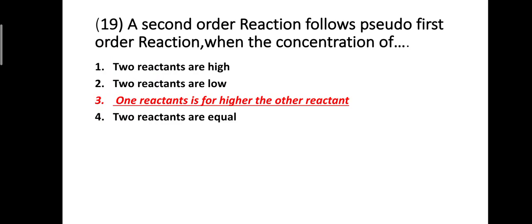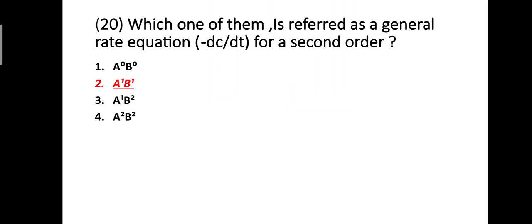Question number 19. A second order reaction follows pseudo first order reaction when the concentration of: option first, two reactants are high; option second, two reactants are low; option third, one reactant is far higher than the other reactant; and option fourth, two reactants are equal. And the correct option is option number three, one reactant is far higher than the other reactant.